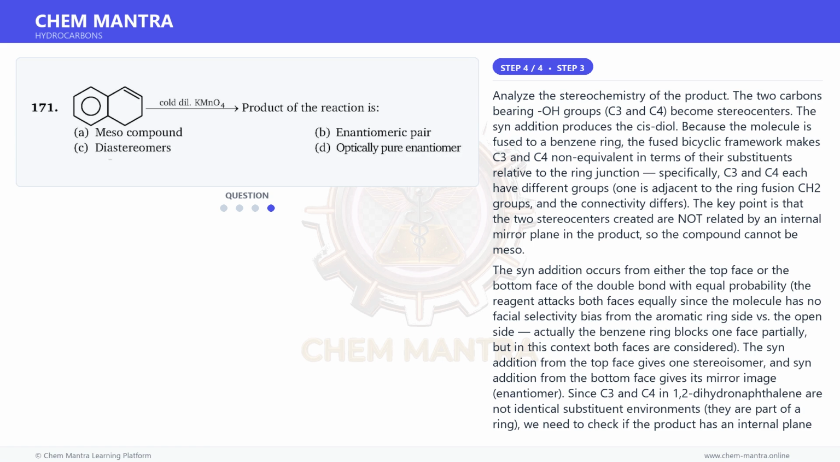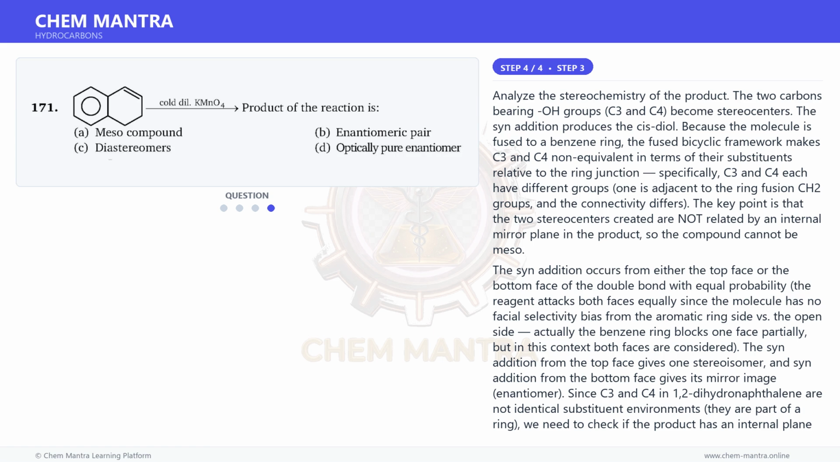C3 is bonded to OH, C2, CH2, C4. C4 is bonded to OH, C3, C4a, aromatic. Since C3 and C4 have different substituents, C3 connects to an aliphatic CH2, C4 connects to an aromatic carbon. There is no internal plane of symmetry, so the product is not meso.